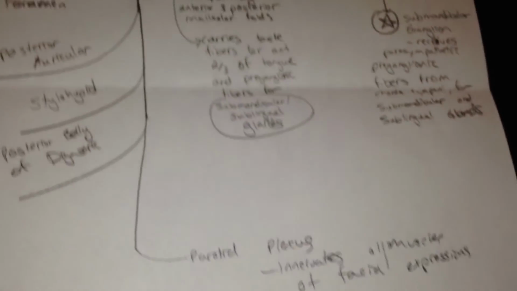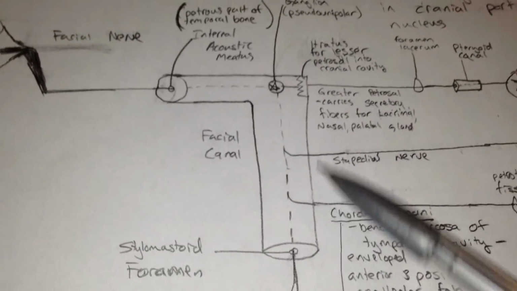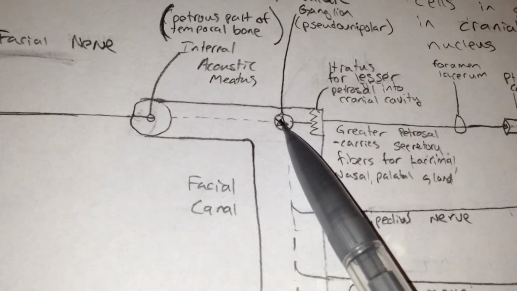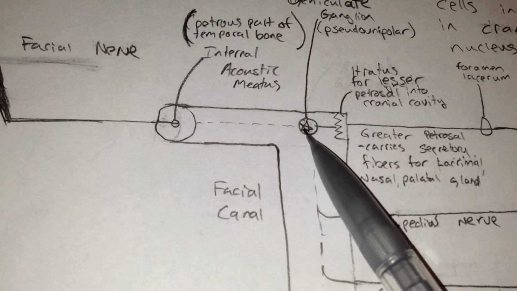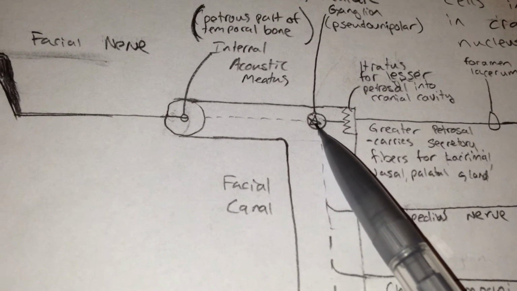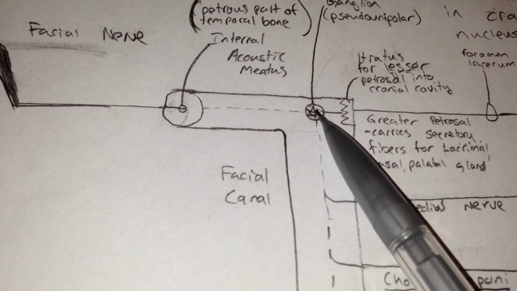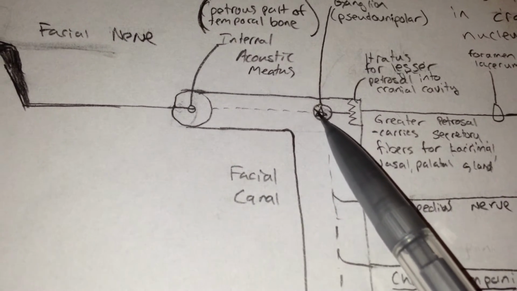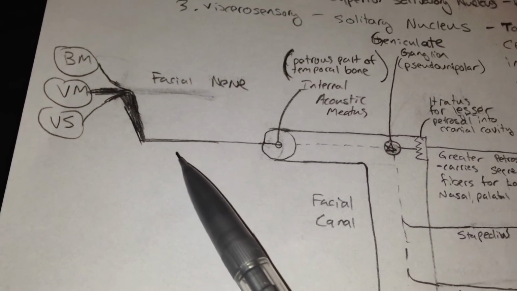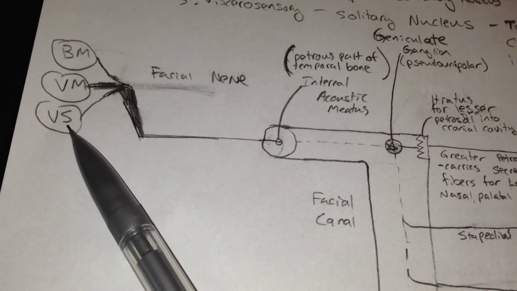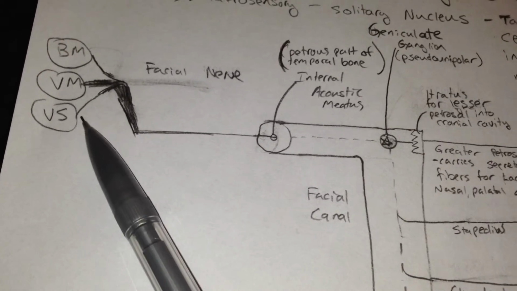Now, going back up to the facial canal, let's go to the geniculate ganglion. This geniculate ganglion has all the pseudo-unipolar cells, and therefore all the taste fibers. All these taste fibers are going to go back this way to the viscerosensory nucleus and terminate there in the solitary nucleus.